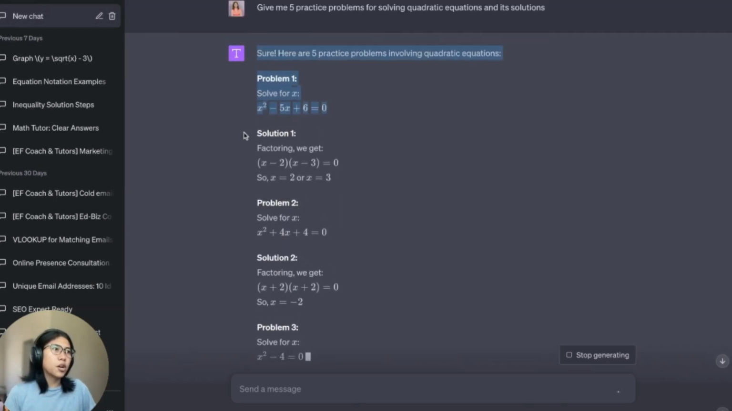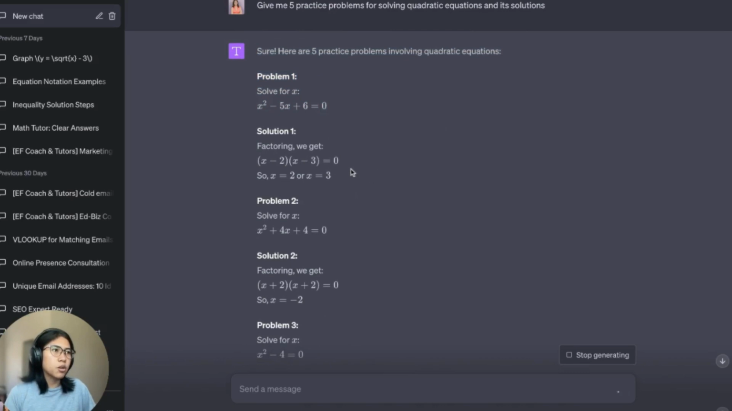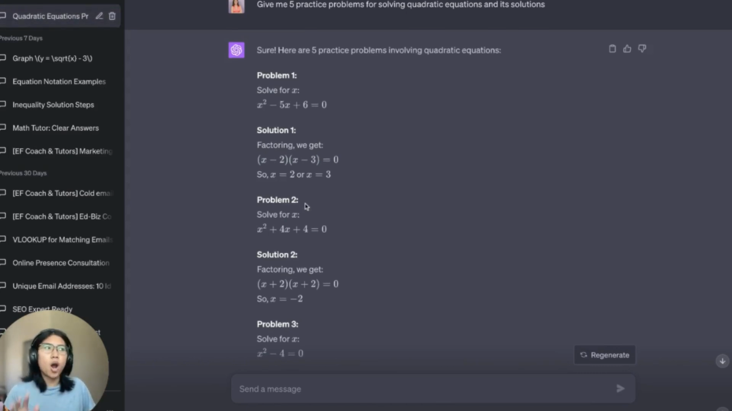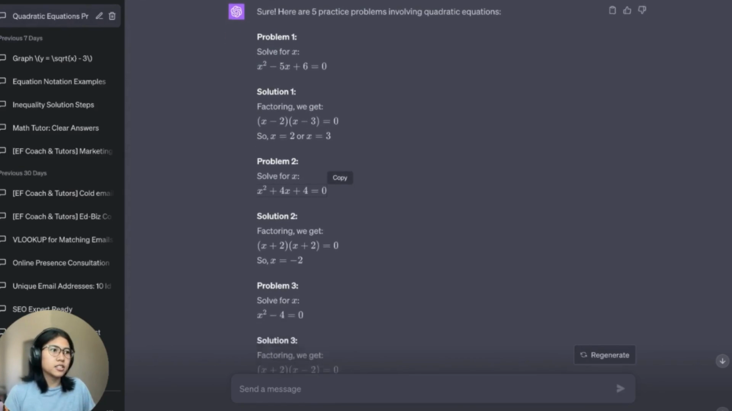In this equation, x squared minus 5x plus 6 equals 0. It gives us the factored version, x minus 2 times x minus 3 equals 0. And by solving for x, we get x equals 2 or x equals 3. The reason why I'm also putting the solutions is so that you can test each of these problems one by one and check for your answer. Let's say that there's a problem that you missed in this list.